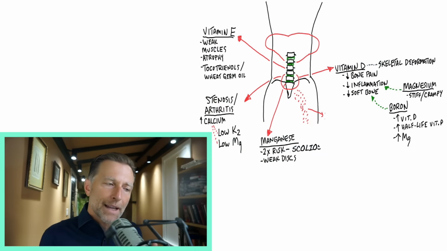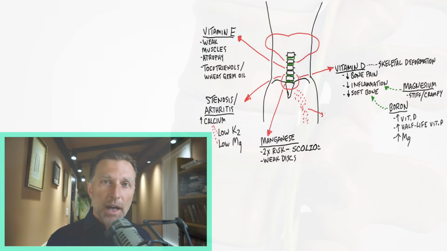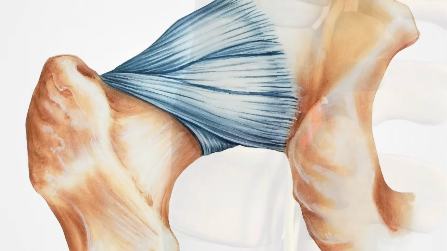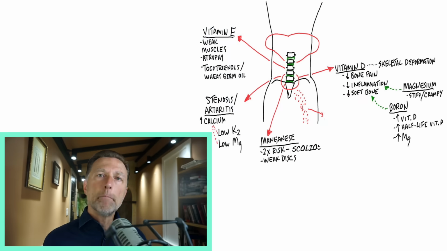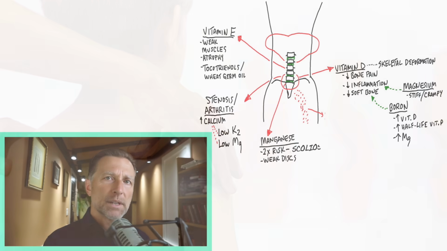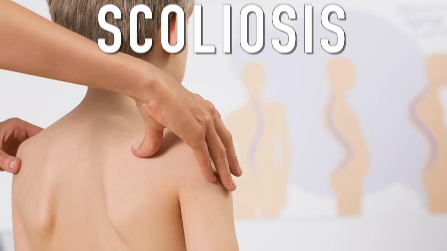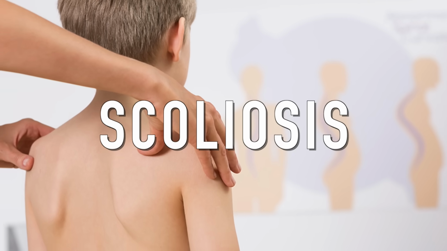All these trace minerals are involved in helping certain proteins work, and manganese is very essential for collagen, especially in your discs, your ligaments, and your tendons. So if you're manganese deficient, you can end up with all sorts of problems in the disc. A manganese deficiency can also increase your risk of getting scoliosis.